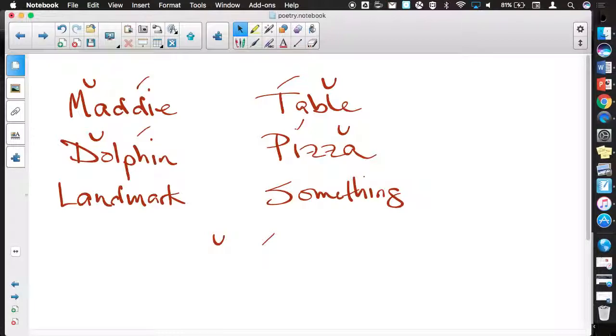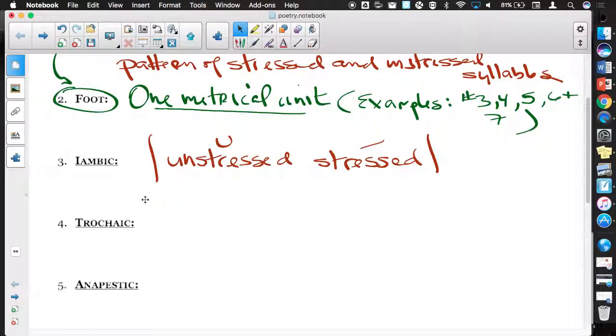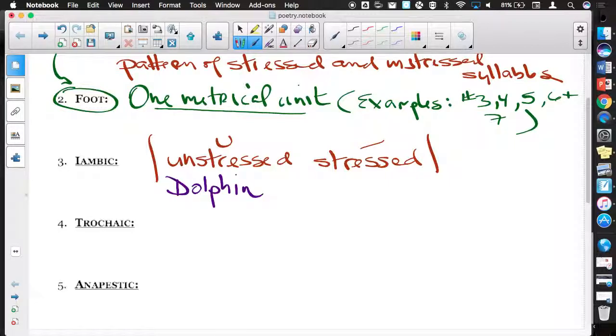But if you were to do something in iambic meter, you would be going unstressed, stressed. So the words that we had, dolphin, I think would be a good example. Maddie, the name we mentioned. If you see someone that you know, you're not just going to say hi. You might even say hello, as opposed to hello.